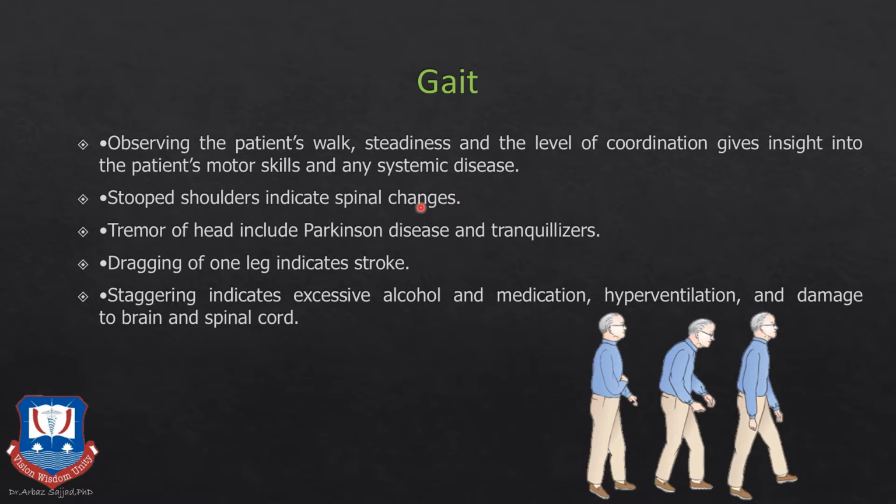Stooped shoulders may indicate spinal changes or spinal atrophy. Tremors of the head, hands and feet may be an indicator of Parkinson's. When a patient is dragging one foot in front of the other, it is indicative of a stroke and will be elaborated during the history taking. Staggering may indicate excessive alcohol consumption, or the patient may be on antidepressants or heavy medications.